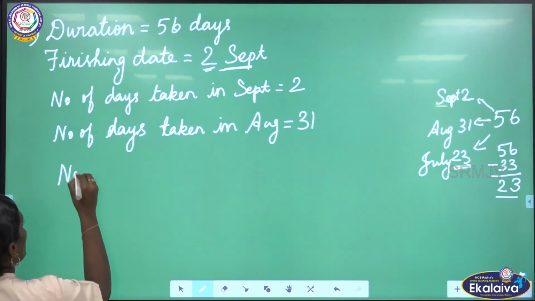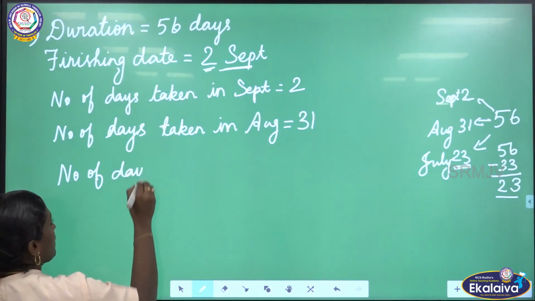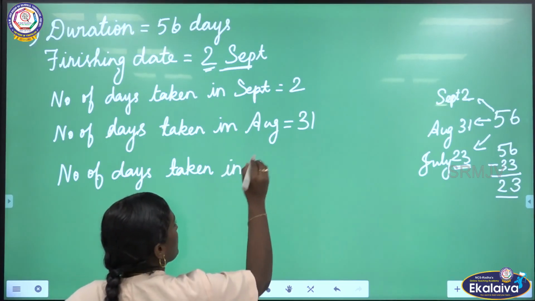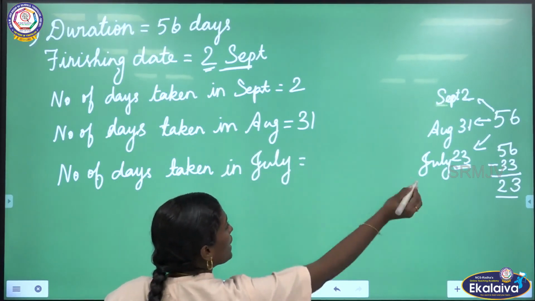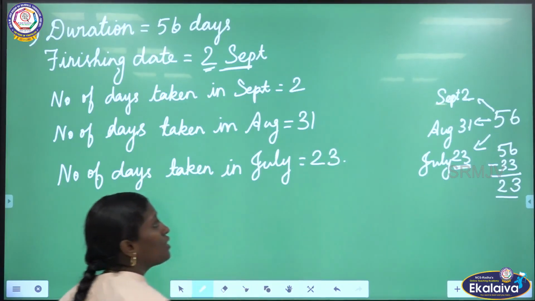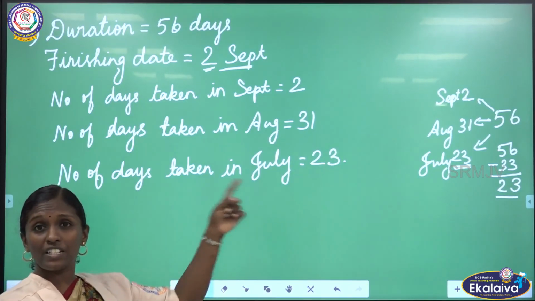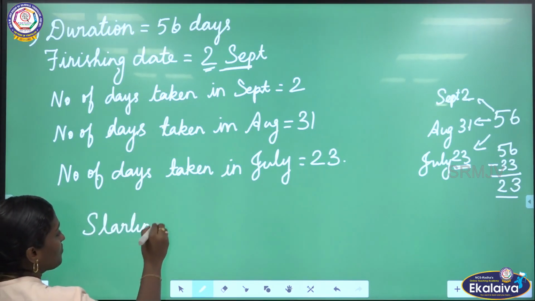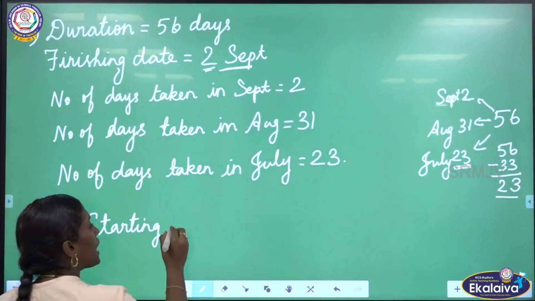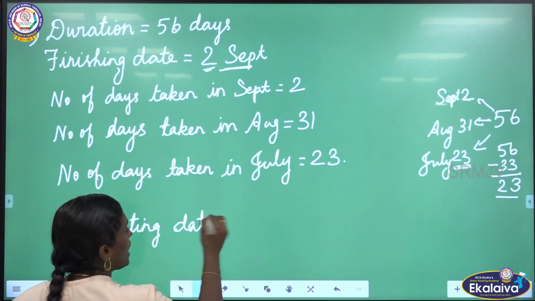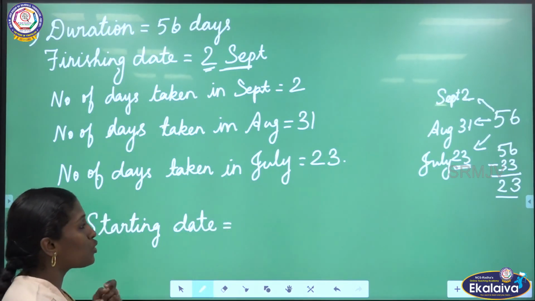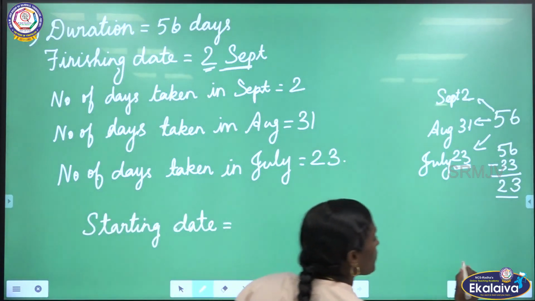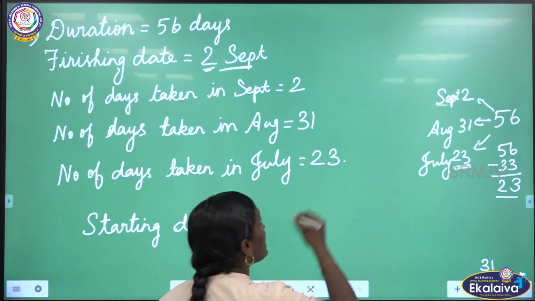Okay, number of days taken in July. So how many days? 23 days. Okay, so 23 days are there in July month. Now we have to find out the starting date. By counting backward, we are going to find the starting date. So how many days are there? Total number of days in July is 31. Okay, so from 31 we are going to count 23 days.